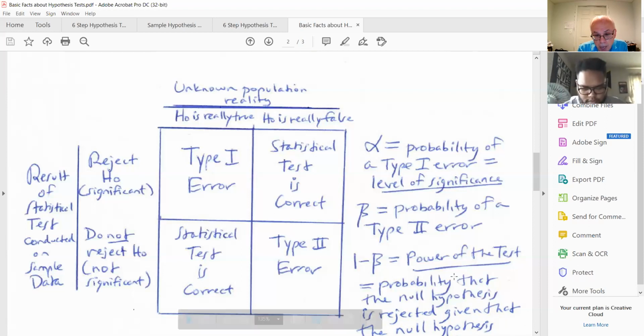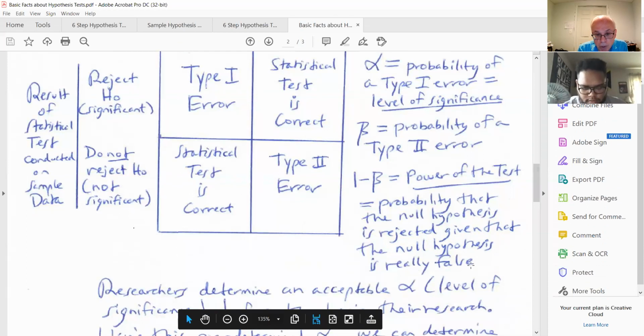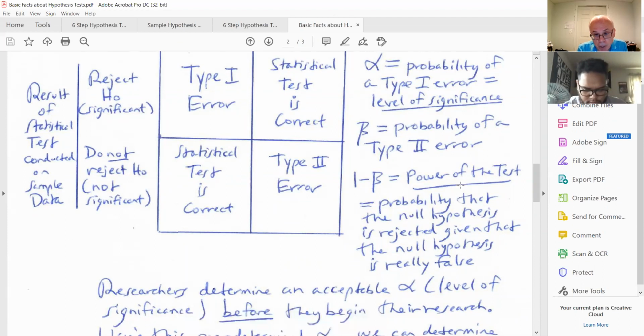And 1 minus beta is the power of the test. That's the probability of rejecting the null hypothesis when the null hypothesis is really false. Well, that's a good thing, and we want that to be as high as possible. Notice that the power of the test is the complement. It's 1 minus beta. It's a complement of the probability of the type 2 error. So you should know that, all right? And that's all you need to know. You don't need to know anything else about these.